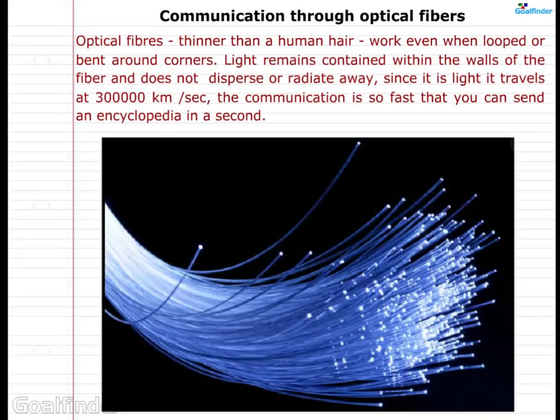Optical fibers, which are thinner than a human hair, work even when looped or bent around corners. Light remains contained within the walls of the fiber and does not disperse or radiate away. Since it is light, it travels at 300,000 kilometers per second. The communication is so fast that you can send an encyclopedia in a second.